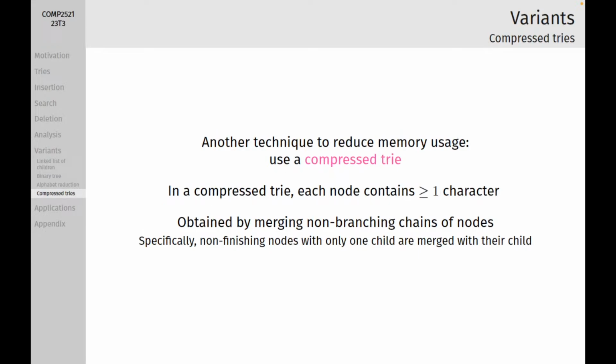Now, another way to implement tries is something called a compressed trie. So in a compressed trie, each node contains possibly more than 1 character, and the way we create a compressed trie is we take an existing trie and then we merge nodes that don't branch.